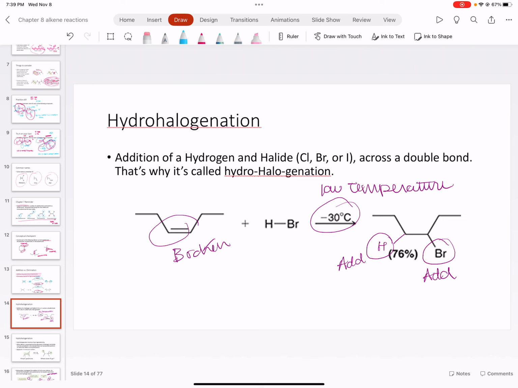So we first start with hydrohalogenation. For starters, this is a lot of reactions. I mean, it's not really that hard, but there are a lot of reactions and it's a lot about memory.